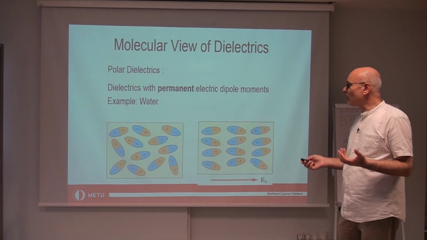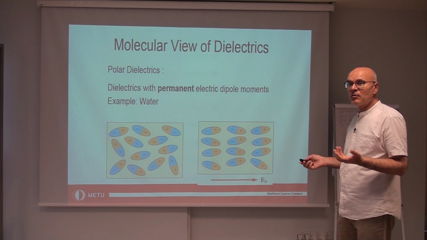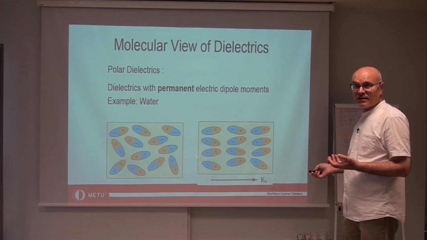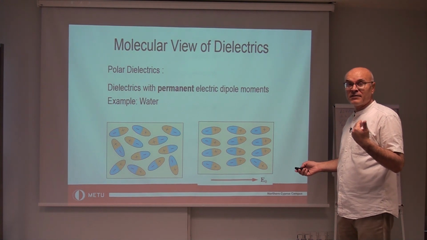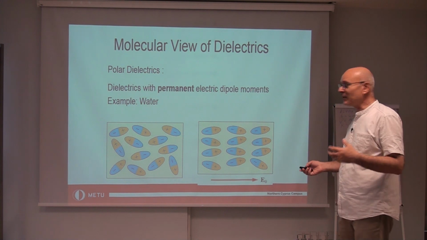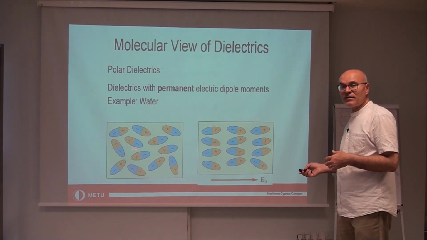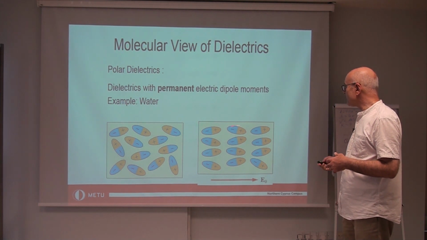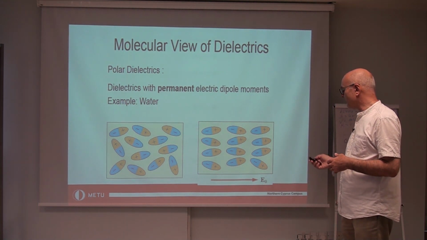Now when these materials, when these dipoles, are placed in an electric field, what happens is that these dipoles, as we have seen in the lecture about a dipole in an electric field, get aligned with the electric field. And so this is the situation that arises.